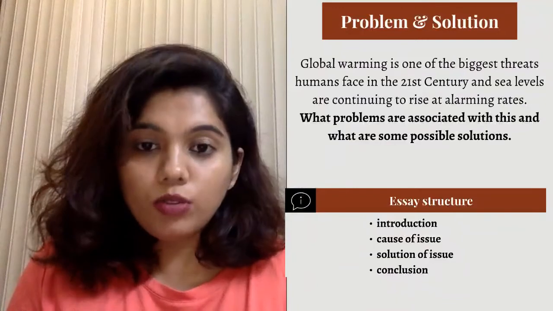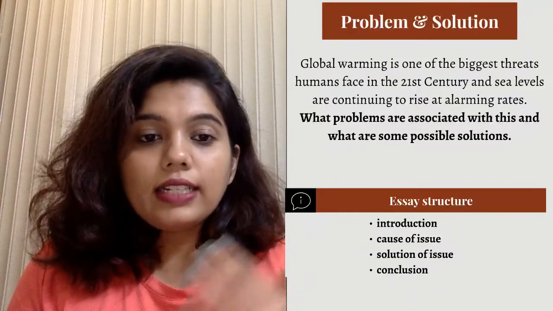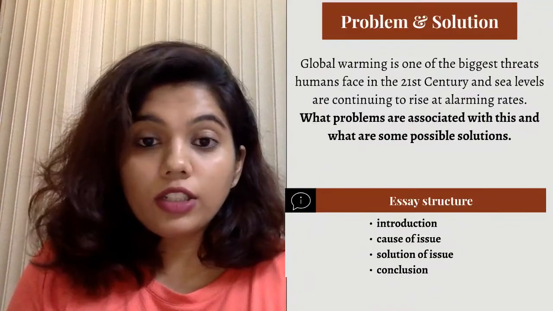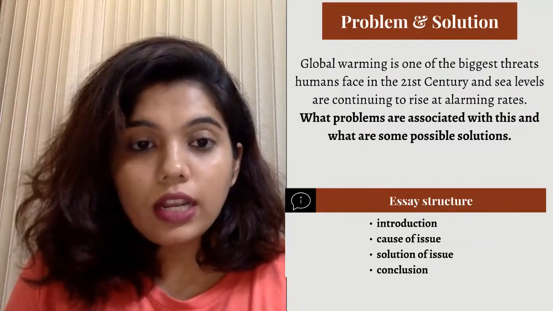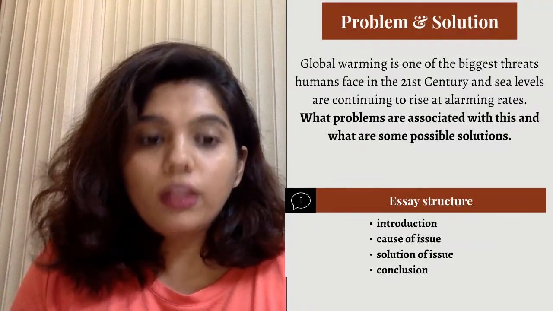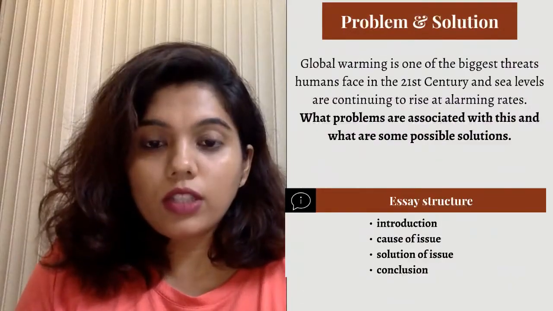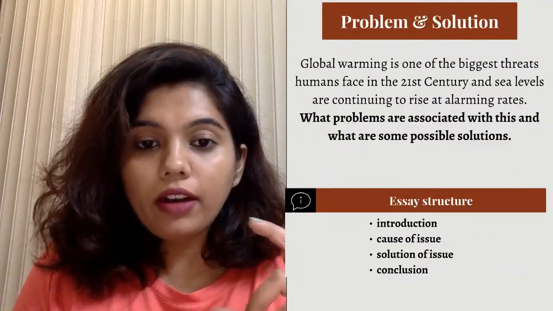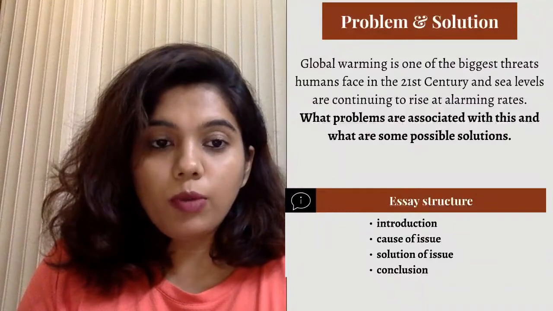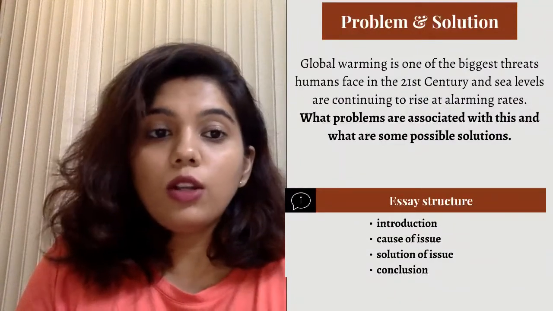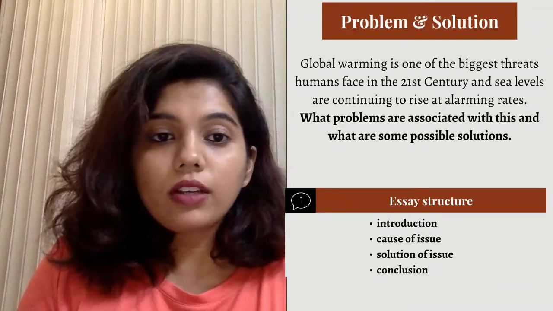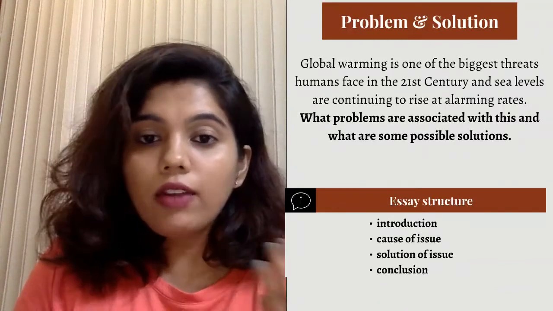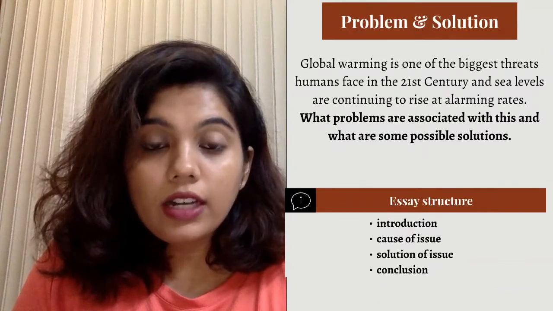The format that you will follow here is that you write an introduction in your own words as to what you understand of this question. Then you follow it with the cause of this problem. Your body paragraph one will be the cause of this problem. That means what is causing global warming, what is causing alarming sea levels, and how is global warming affecting us.